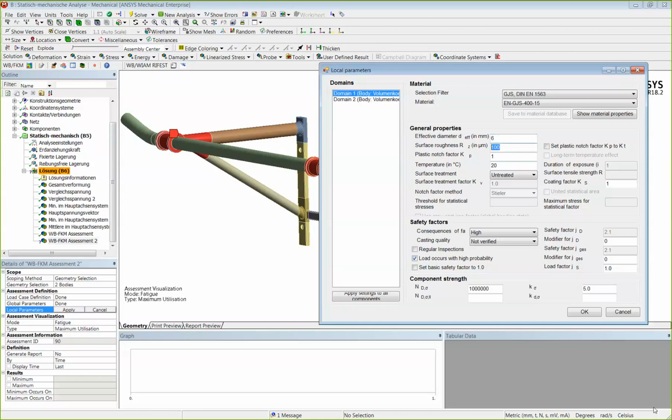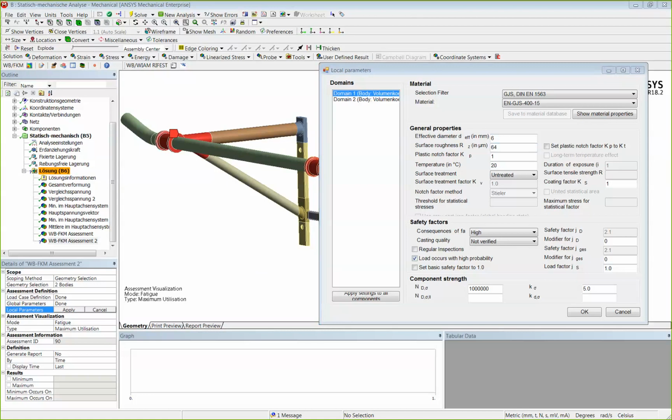The surface roughness is also not in the FKM model, but in my drawing, and that will be, in this case, 64 microns. With 64 microns, the surface is not really good, but it is okay. And then we have the last one, that's the plastic notch factor.